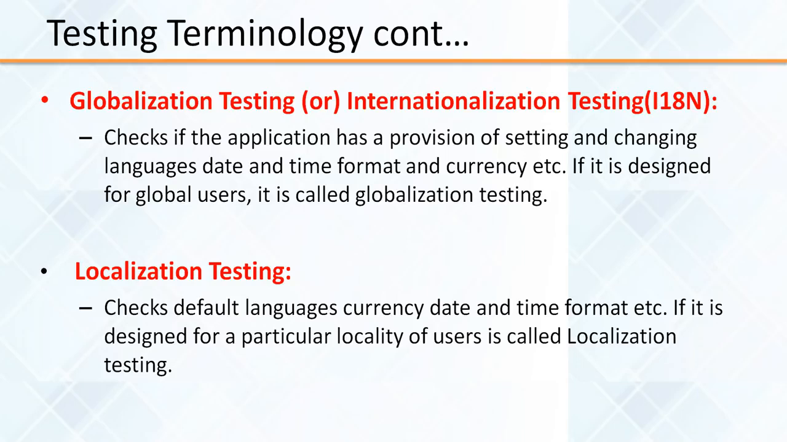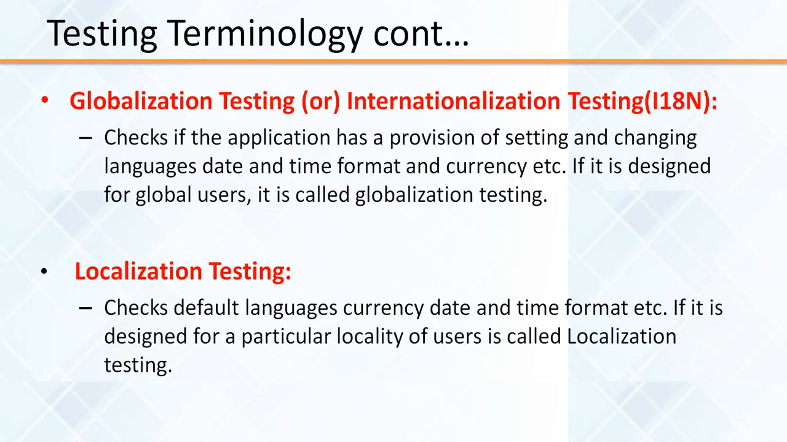Whatever differences we see, suppose in India we have a PAN number or other numbers and so on, but in other countries we have an SSN number and so on. So there are some differences, and those differences we need to test. So that is the difference between globalization testing and localization testing.